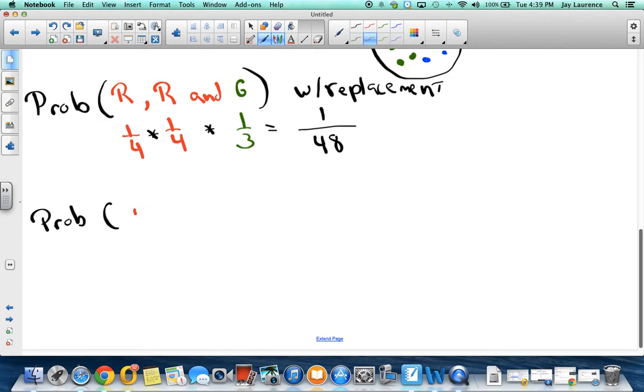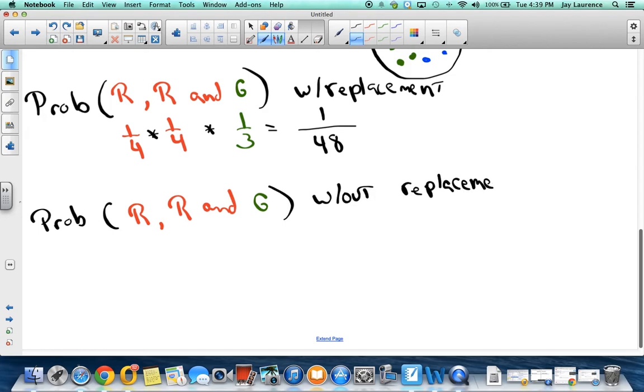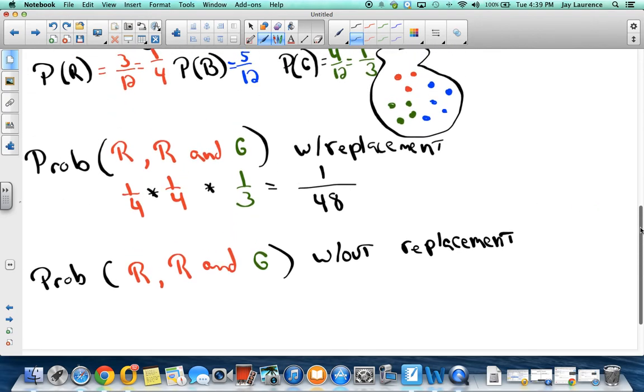Okay? Now, what would the probability be of the same problem without replacement? So again, we're going to go red, red, and green. That's without replacement, meaning you're going to eat the jelly bean. You're not putting it back in. So you pull out a red one, and then you eat it. And then you try to draw another red one. Okay, well, the probability of getting the first red is still 1 out of 4. Now the problem is the second red. There's 1 less red jelly bean in there. Why? Because you ate it, silly goose. So now there's only 2 red jelly beans in the bag.